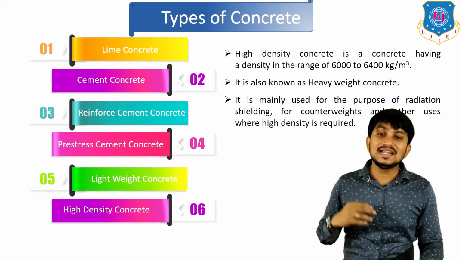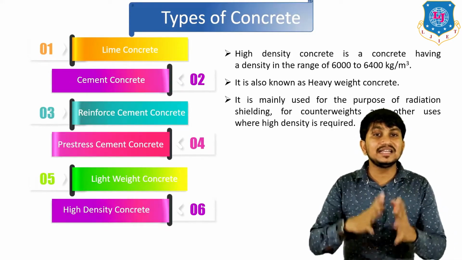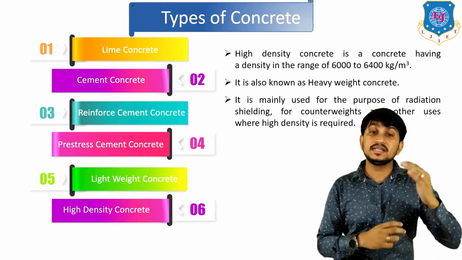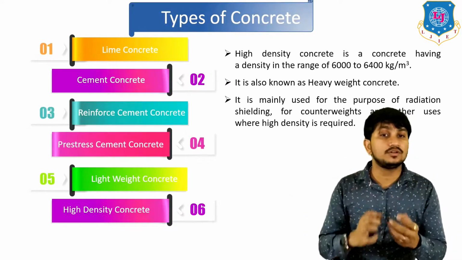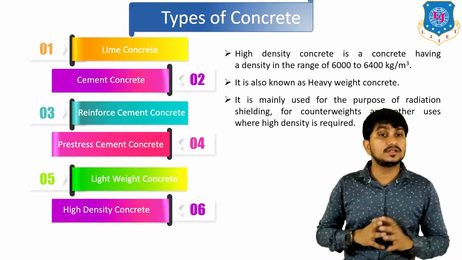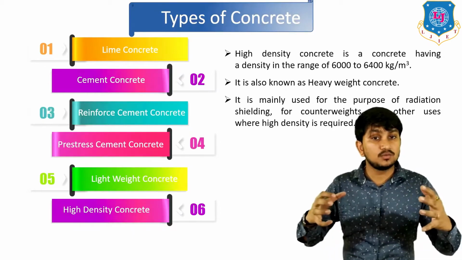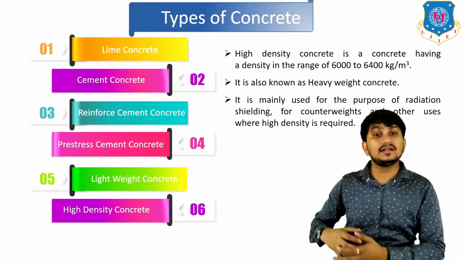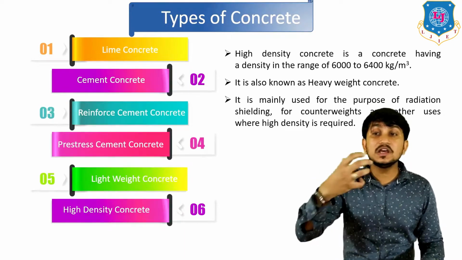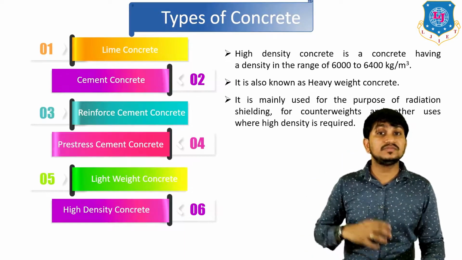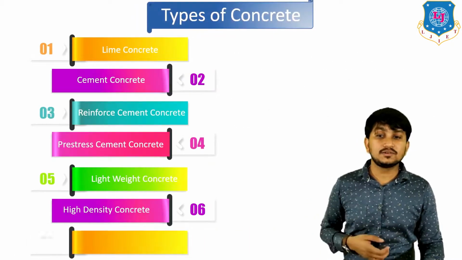Next is high density concrete. The high density concrete is a concrete having a density in the range of 6000 to 6400 kilogram per meter cube. It is also known as heavyweight concrete. It is mainly used for the purpose of radiation shielding, for counterweights and other uses where high density is required. It is generally used in nuclear power plants or some laboratories, etc. That's all about high density concrete.